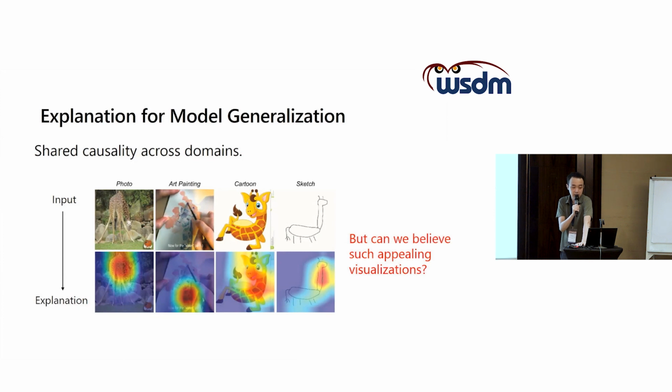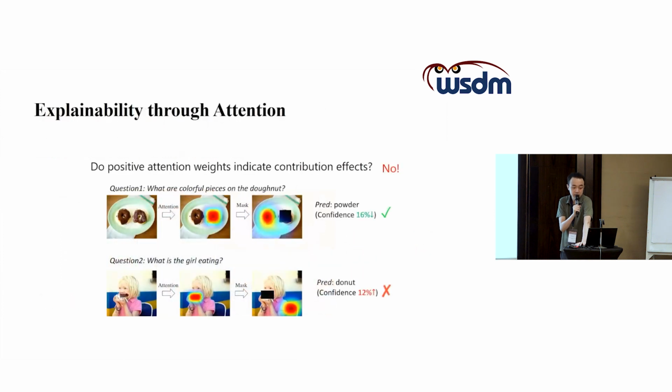So here is the final part that I want to discuss, the explanation through attention, which is quite popular nowadays for the explanation. So here what I want to show is the positive attention. Many works highlight that this kind of positive attention rates can indicate the contribution effect. For example, we want to take the VQA problem as an example. For the first part, what are the colorful pieces on the donut? Based on the explanation, we can get the right answer.